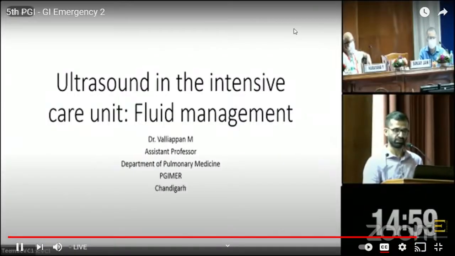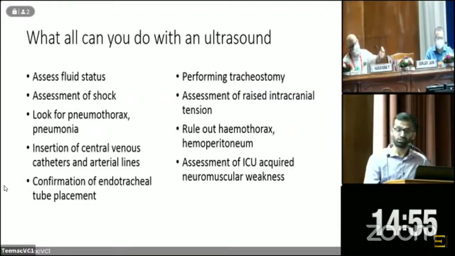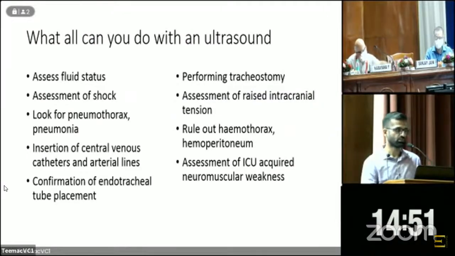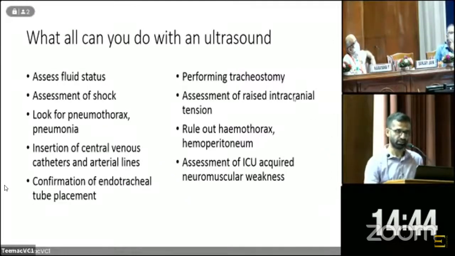To fluid management. What can we do with an ultrasound? So we can assess fluid status, evaluate for shock, look for pneumothorax, pneumonia, and insert central lines and perform tracheostomy and evaluate for ICU acquired weakness.